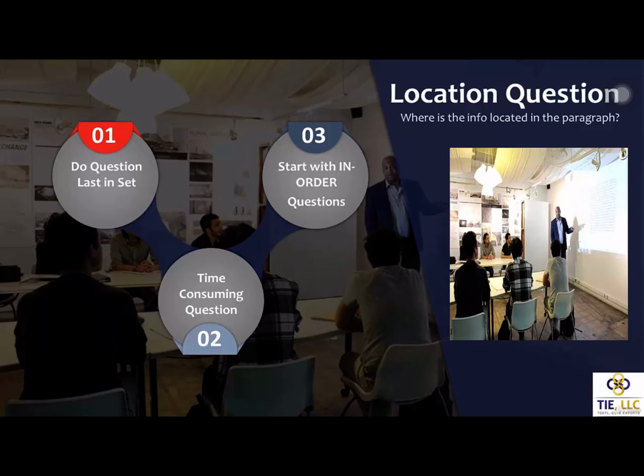Then when you finish the in order question types or the other question types like a matching question, then you're going to come back to the paragraph location question. It'll be much easier, because you probably would have found half the answer choices already.